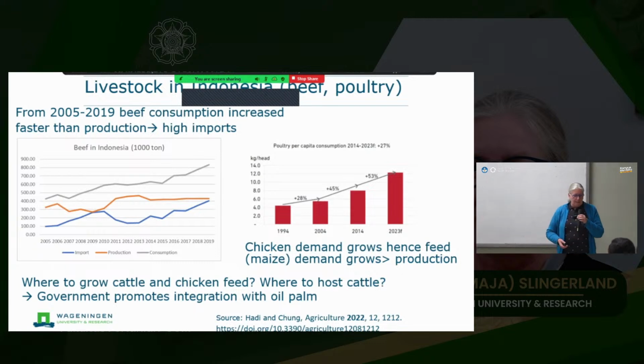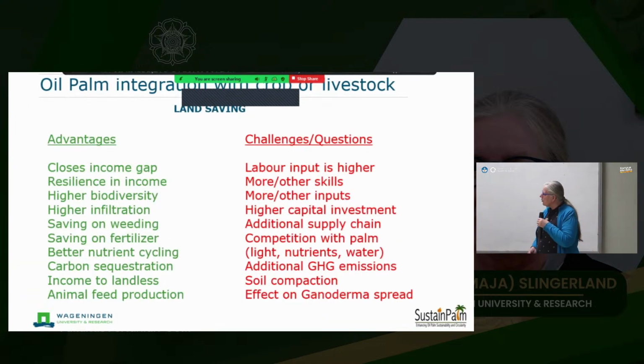So if we look at integration of oil palm with crops, there are a lot of assumed benefits. The assumed benefits are they close the income gap. And what does that mean? If you put oil palm in place, you have to wait for the palm to give fruit. And that takes a few years. So you do your investment and you have no income and you have to sit and wait. Of course, it's much better if you have something in between that gives you annual income. So that's why cropping is really a good idea.